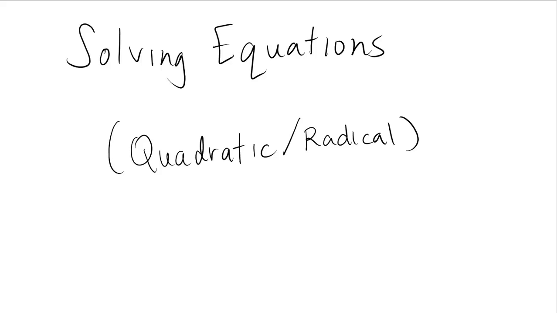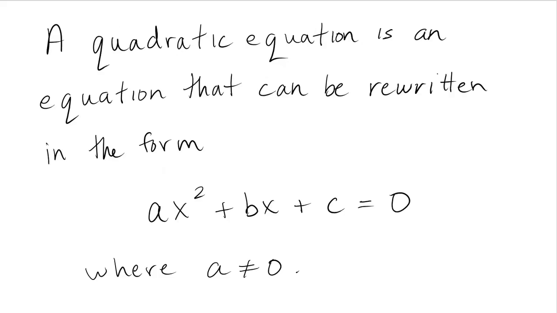In this lecture, we're going to continue solving equations, but we're moving on to quadratic equations and equations that contain radicals. We're going to start with the quadratic equations. Here's a quick description. A quadratic equation is an equation that can be rewritten in the form ax squared plus bx plus c equals 0, where a is not equal to 0.